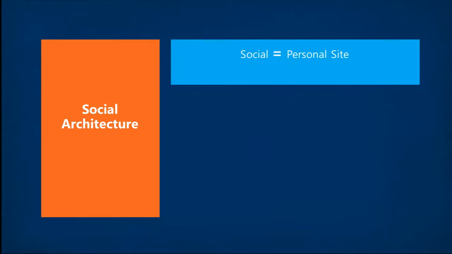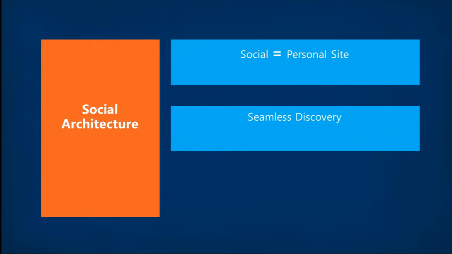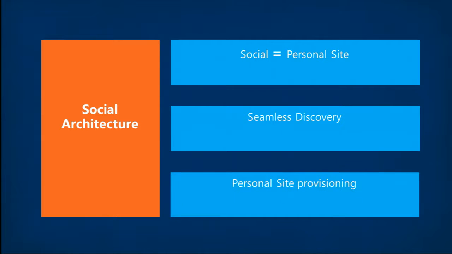All right, so I just want to wrap up. With regard to social architecture, we looked at how social pretty much equates to personal site. The user really needs a personal site to use any of the social features. We looked at discovery and how seamless the user experience is after some of the changes that we made, and how that will also help increase adoption. And we looked at some of the details around personal site provisioning and what you should expect when you roll out your deployments, how the queue is going to impact both in a positive and negative way, and how you can counter some of the negative aspects of the queue.